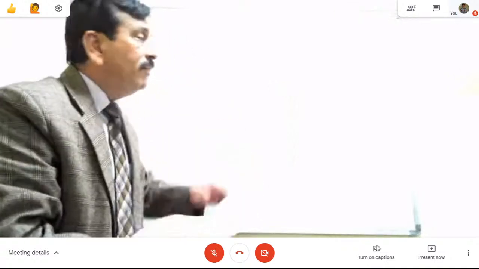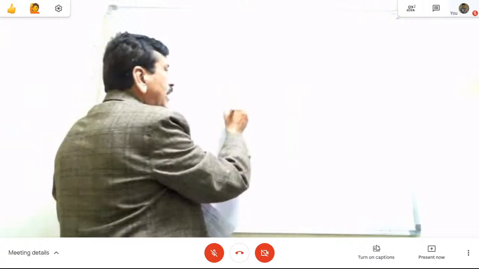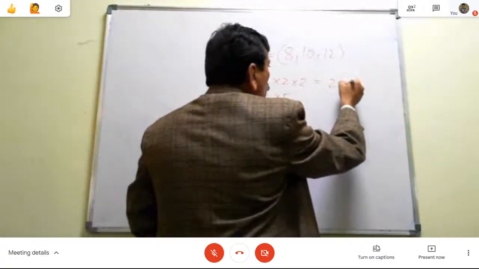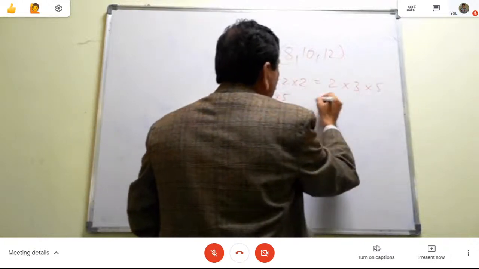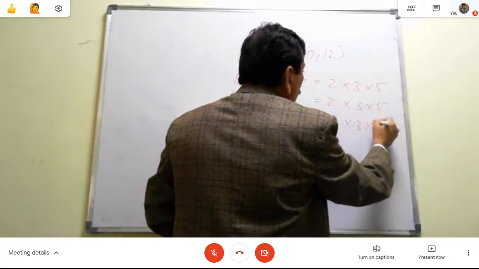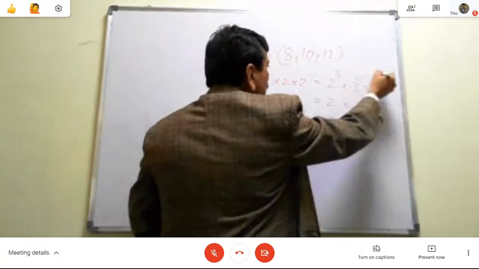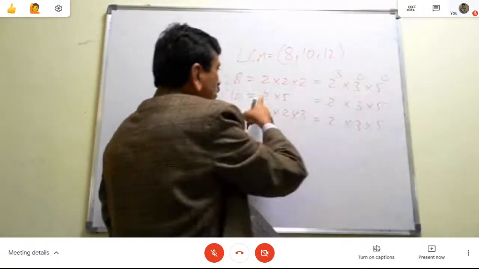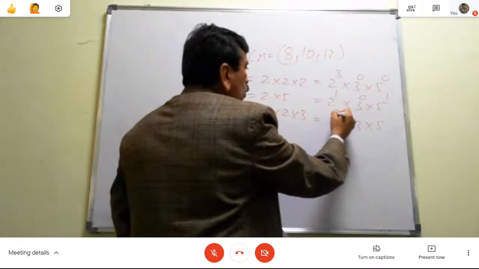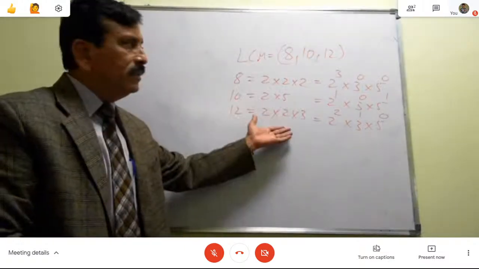Now, when small numbers are there, we'll use the factorization technique. That is the best one. 12 is 2 into 2 into 3. So typically here we have 2, 3 and 5. Now here 2 to the power 3, with 3 and 5 non-existing, so their powers are zero. 10 is 2 to the power 1, 5 to the power 1, 3 to the power 0. 12 is 2 to the power 2, 3 to the power 1, 5 to the power 0. I think you are comfortable with this.